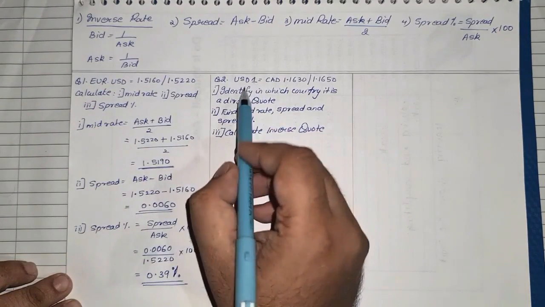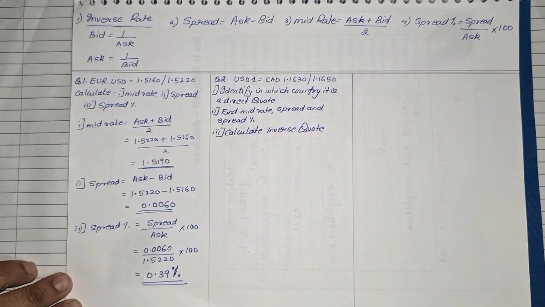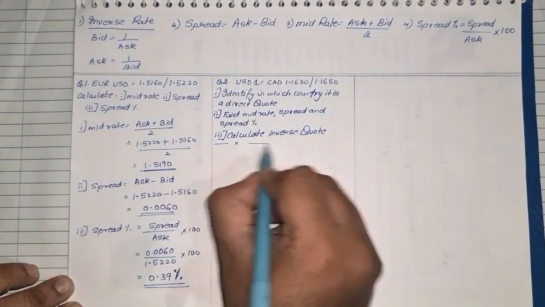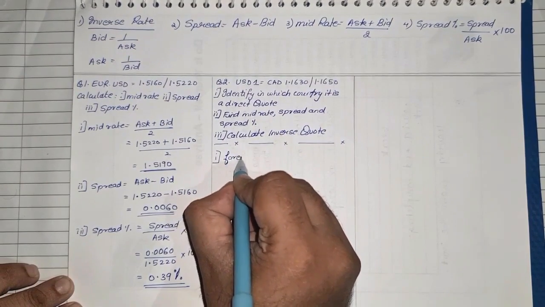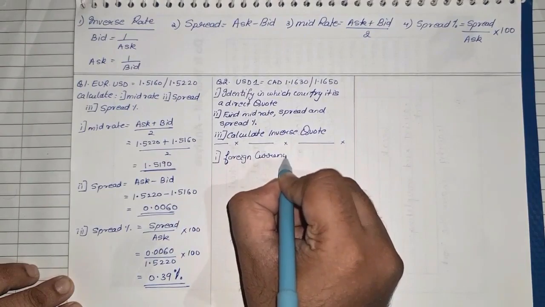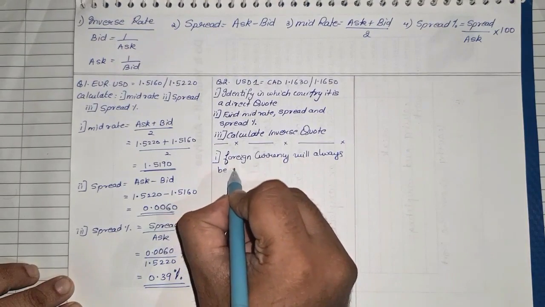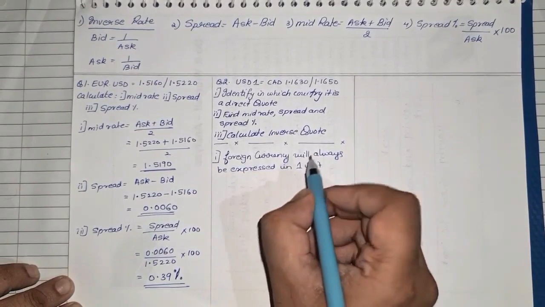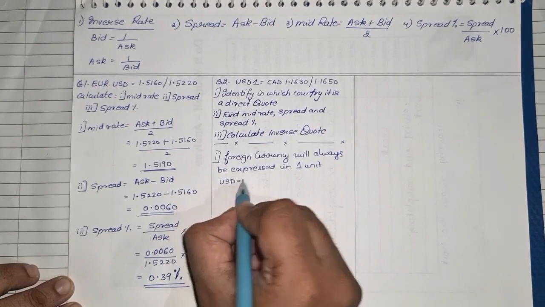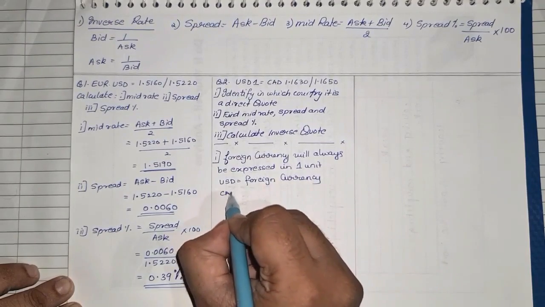Now a little advanced sum is the second sum. 1 USD is equal to Canadian dollar. The bid and ask rates are given to us. They are asking you to identify in which country it is a direct quote. Okay, so now let us see how to solve such a sum. Number 1, we first have to mention that we know that foreign currency will always be expressed in 1 unit. So in our case, USD is the foreign currency and the Canadian dollar will become your home currency.